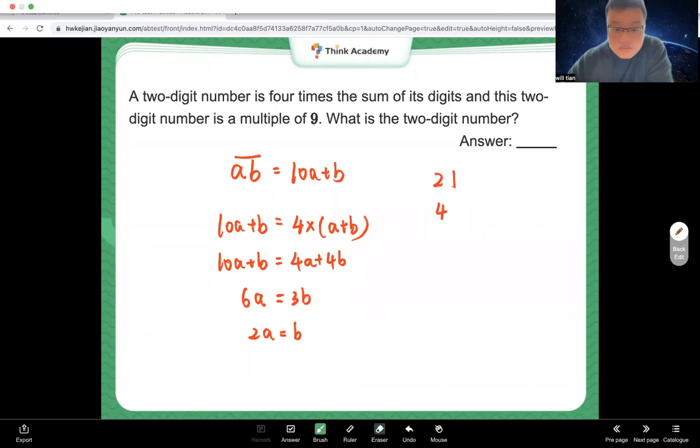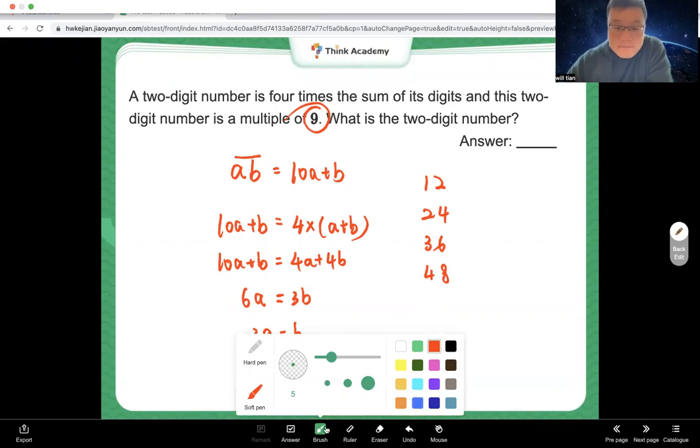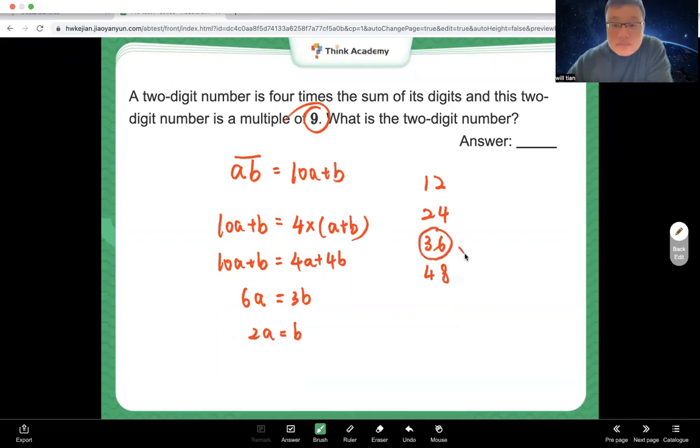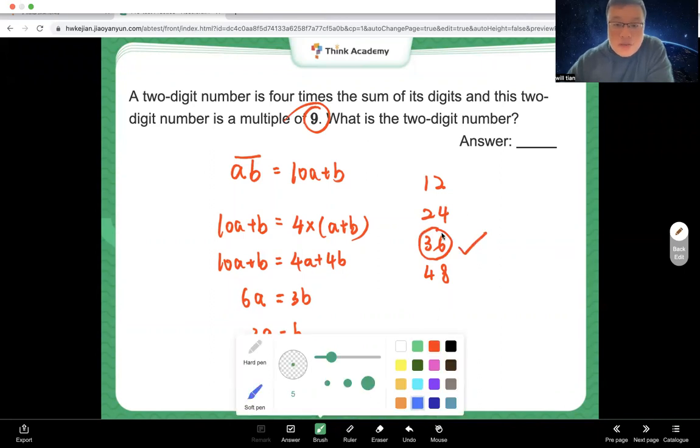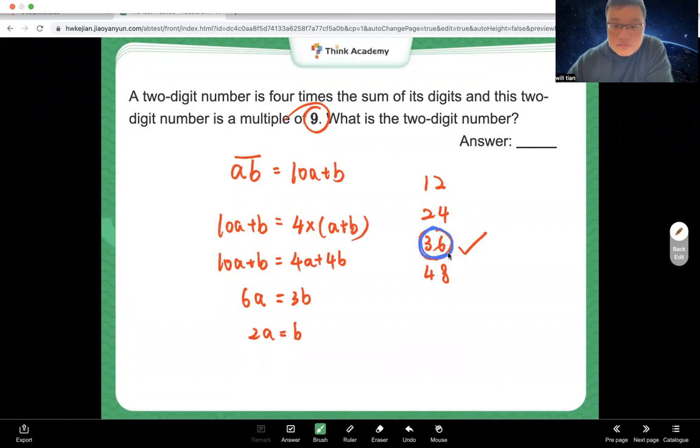Is that correct? Nope. Sorry. I mean, if A is 1, B will be 2. So B will be bigger than A. So you have 12, 24, 36, 48. That's it. Because if you got 5 there, the last digit would be 10. So you have 4 choices, but it tells you this number will be a multiple of 9. So out of these 4 numbers, which one is a multiple of 9? Only 36 is a multiple of 9, right? So we're going to choose this one, 36. That's the answer.